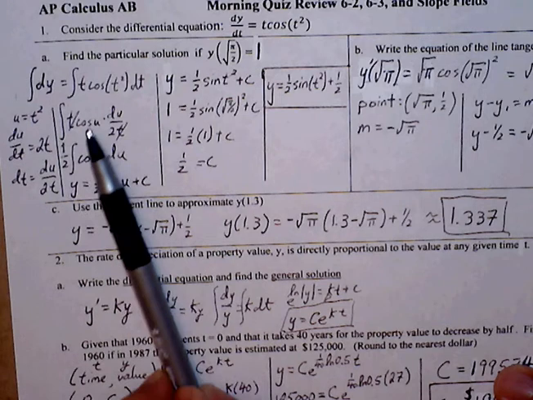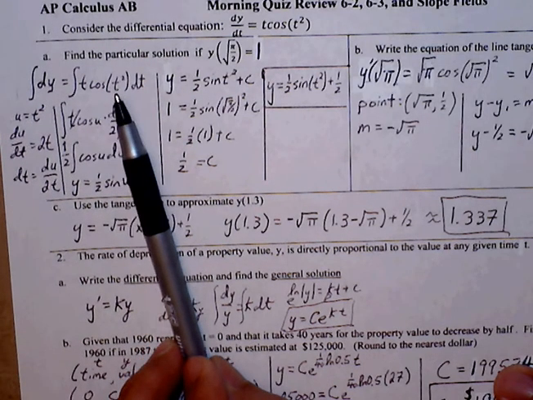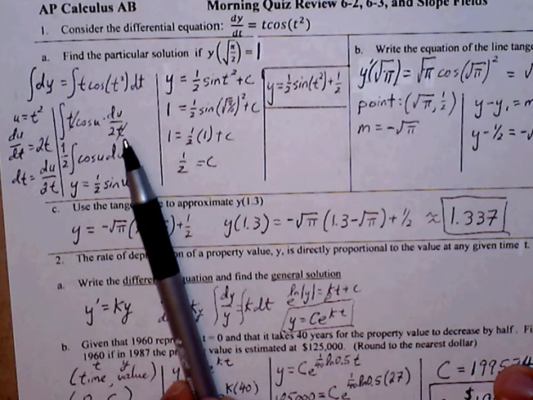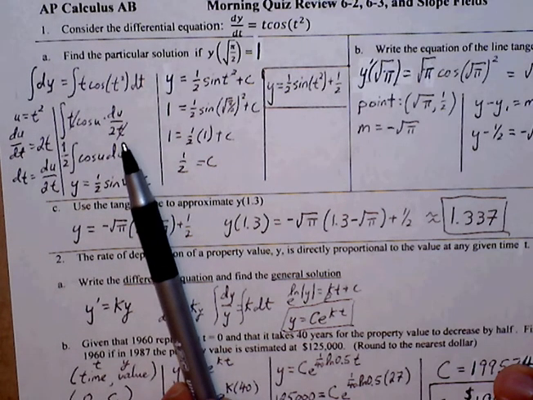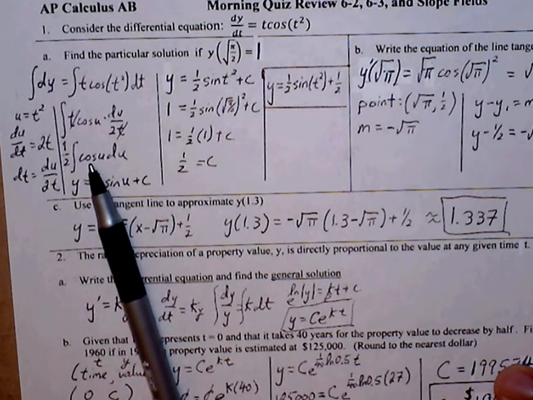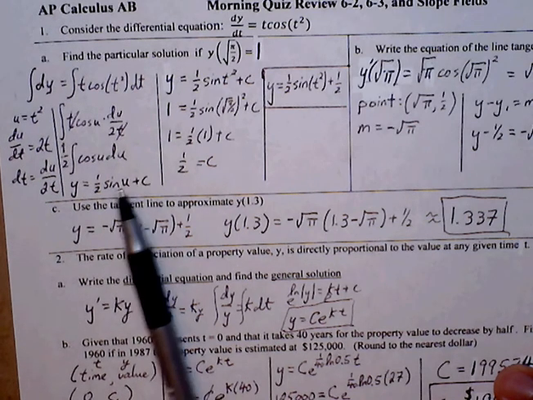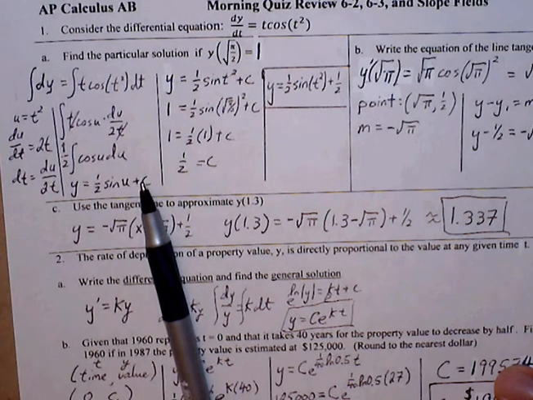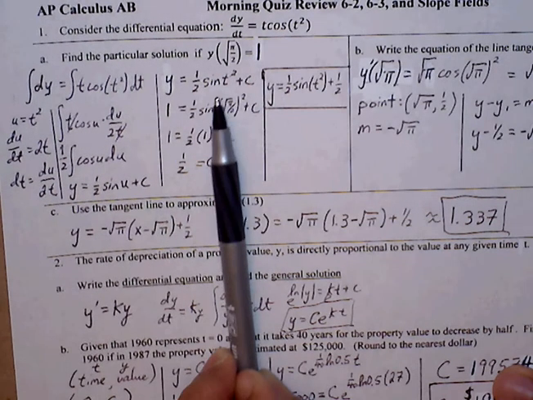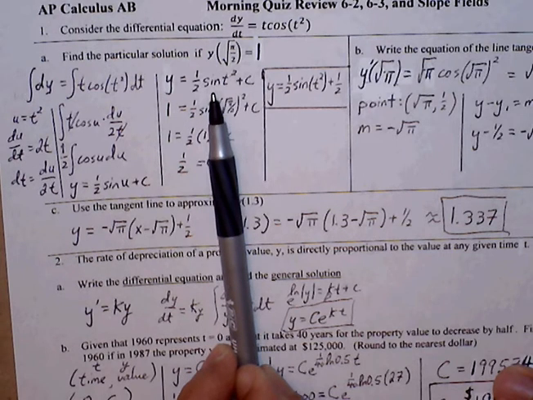We make our substitutions. The t will stay for now. Cosine t squared gets replaced with cosine u, and dt gets replaced with du over 2t. The t's cancel out. We pull the 1/2 as a coefficient, and we know the integral of cosine is going to be a positive sine. Keep the 1/2. We have a plus c. So now we have our general equation. Replace our u value back in terms of t. So we have y is equal to 1/2 sine of t squared plus c.